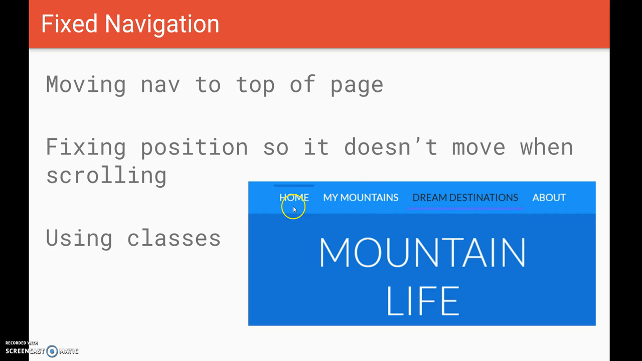So here we've moved the navigation above our Mountain Life heading, and we're actually going to fix this heading so that when you scroll down the page this will stay up the top. And I've also added a few borders here to illustrate a few things. First of all, we're changing the hover effect so it has a line underneath like that, and then we're going to add another line over the top to indicate which page we're currently on. So move nav to the top of the page, fix positioning, and we're going to introduce classes so that we can show the active page, and I'll explain that later on.